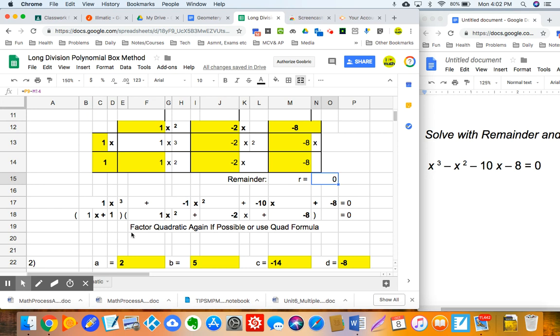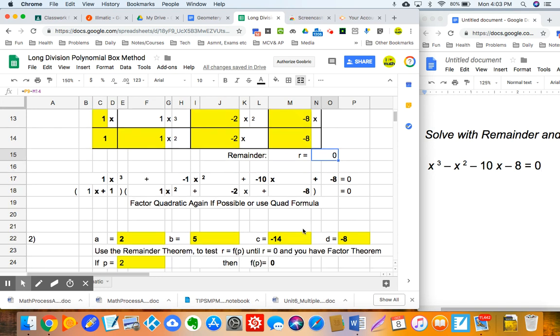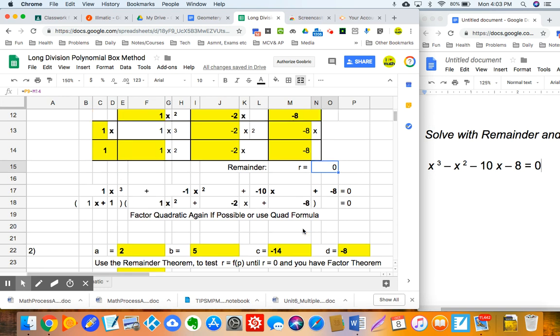It says you can factor the quadratic again if possible, or use the quadratic formula to solve. This one looks pretty easy to solve, I think. You've got to find two numbers that multiply to negative 8 and add to negative 2. That's going to be negative 4 and positive 2. So it'd be x minus 4 and x plus 2, and then the x-intercepts would be the opposite of those.